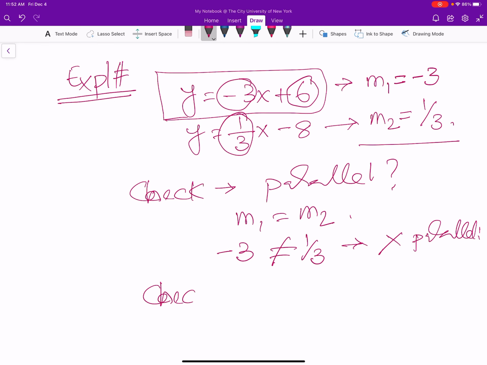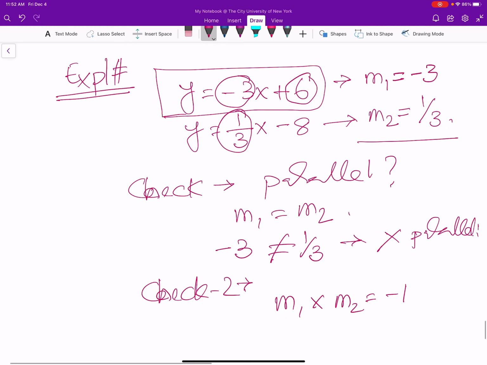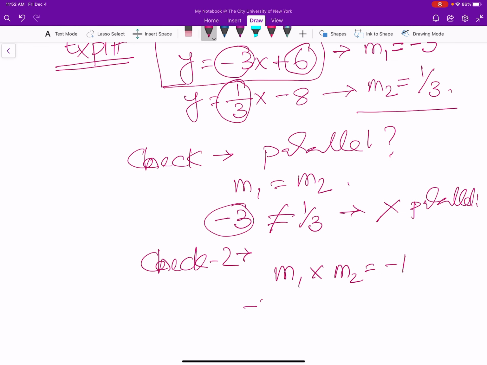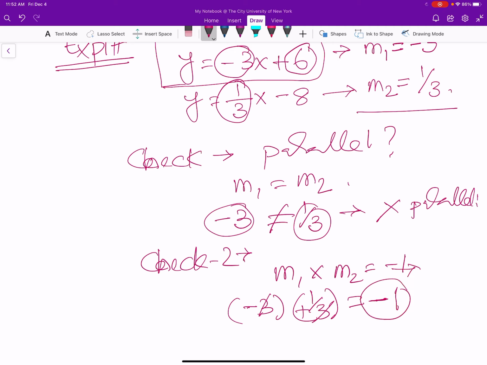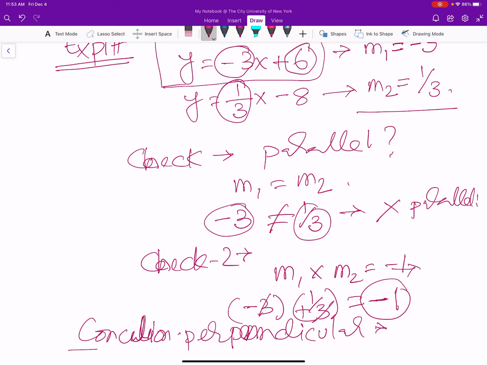So go for the second test. The second option is to see if they are perpendicular. What do you know? For perpendicular lines, the product of the slopes will be equal to negative 1. So let's say this one is your m1 and this one is your m2. Once you multiply them, the negative and positive give you a negative, and the 3 cancels out. You get negative 1. So it exactly matches, and your conclusion is that these lines are perpendicular.